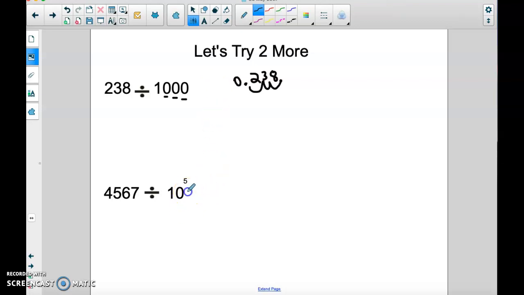Now, this one doesn't have 1,000 or 10 or 100. It's just 10 to the fifth power. The fifth power tells us we have to move back five place values because of the division. So we start here: 1, 2, 3, 4, 5. Decimal point. I've got to throw my 0 in. So it's 0.04567, and that is a very small number.